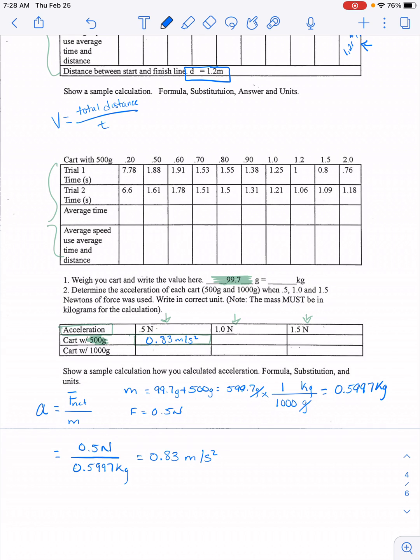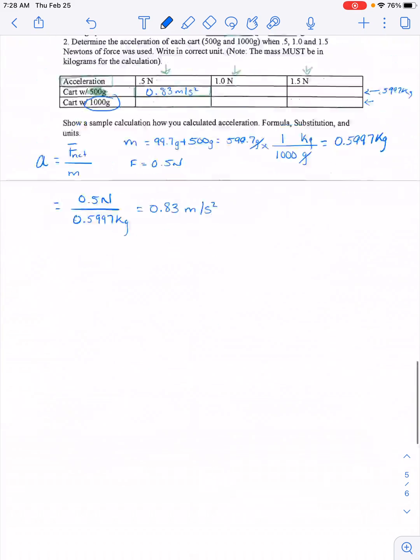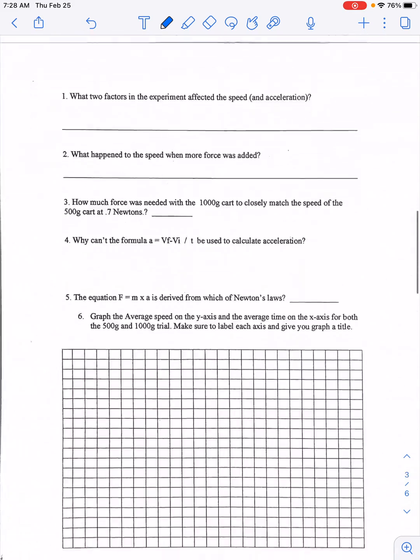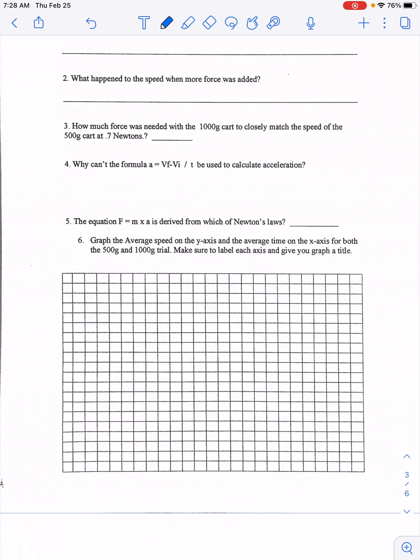So I'm going to continue to solve for accelerations in this column using my mass of 0.5997 kilograms, and the mass in the other table is going to be a little bit different because it's the 1,000 grams in the cart, but you're going to follow the same process. Remember, the force changes in each column. After that, you should be able to go on to the back side and actually fill out the data table.